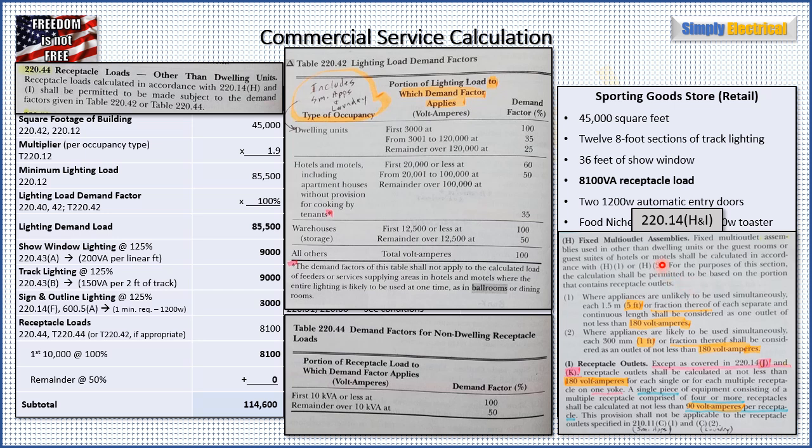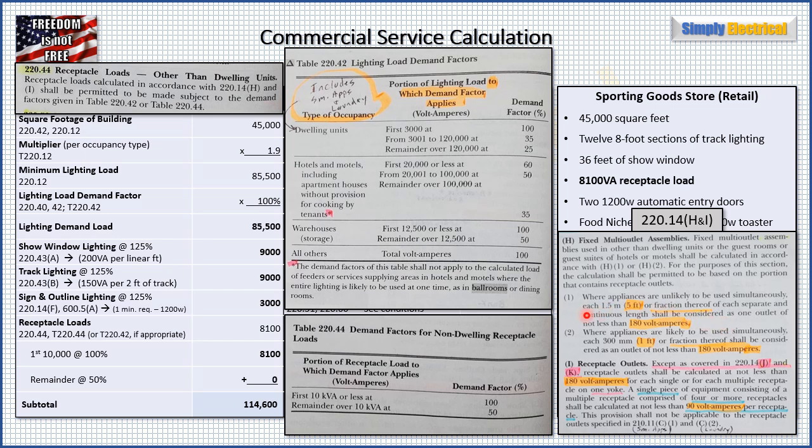Okay, so it says calculated in accordance with H1, H2. So H1 says where appliances are unlikely to be used simultaneously, 5 foot or fraction thereof of each separate and continuous length shall be considered as one outlet of not less than 180 VA. Stated a little more clearly, any 5-foot section, whether it's continuous or broken, shall be considered as one outlet and have a value of 180 VA. That's all that's saying. So pretty straightforward.